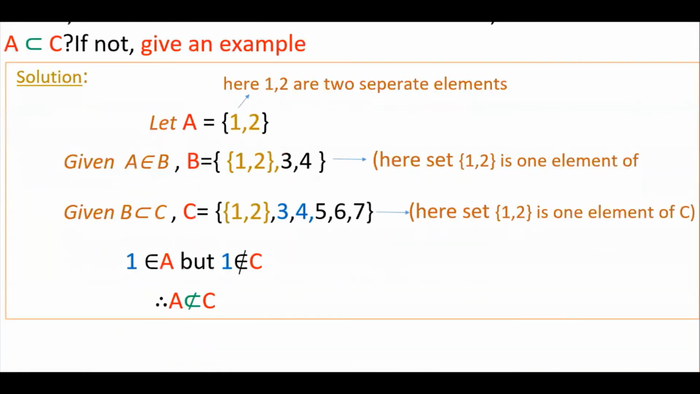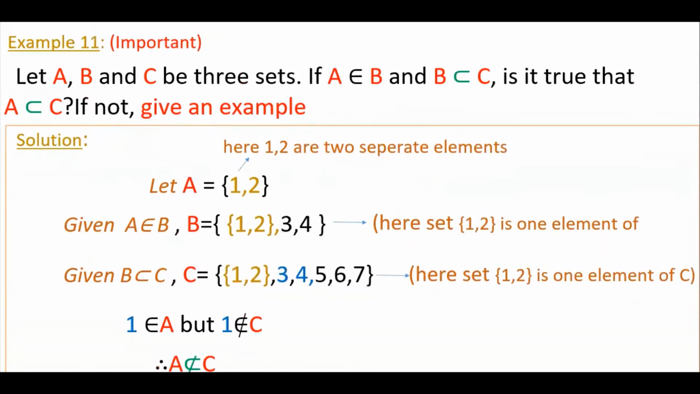Next one, example 11. This is an important example. Let A, B, and C be 3 sets. If A belongs to B and B is a subset of C, is it true that A is a subset of C? If not, give an example. So here there are 3 sets A, B, and C. So we have to assume these 3 sets. The first one, if A belongs to B. So let us assume A is equal to {1, 2}. So in the A set, there are 2 elements, 1 and 2.